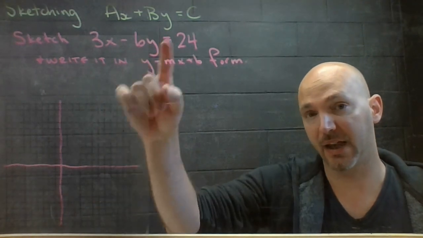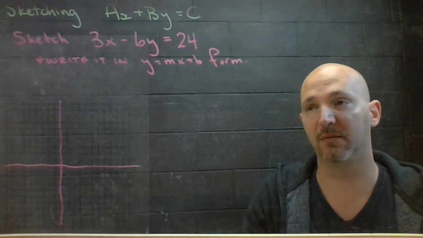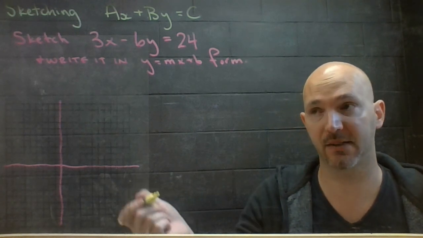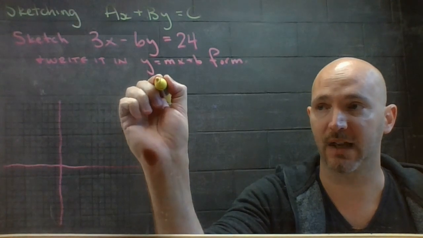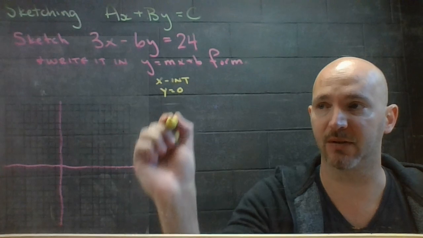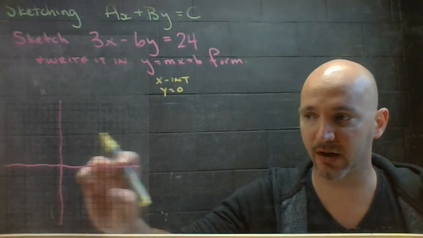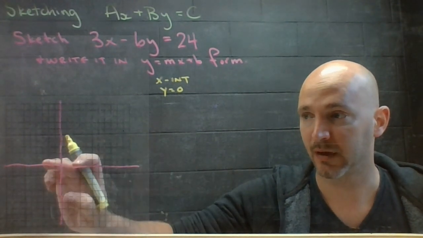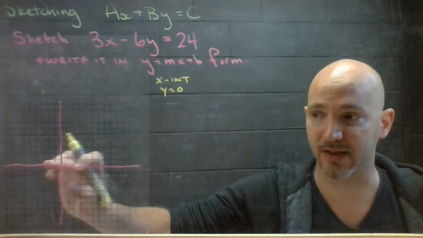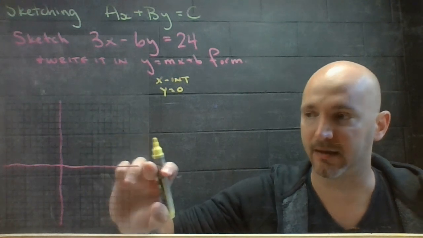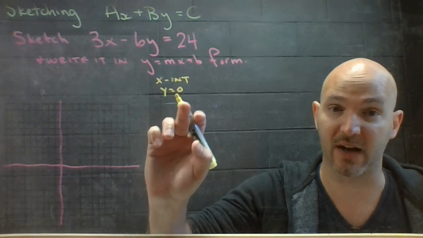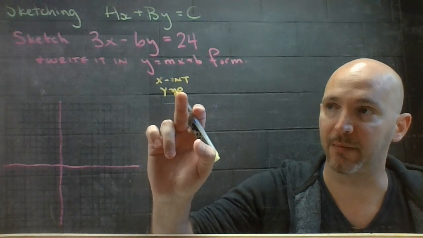And to sketch an ax plus b equals c form, it is easiest to use intercepts. So I'm going to find the x-intercept first. x-intercept means the y value is 0. Right? So I'm trying to find where it crosses this line. That's an x-intercept. Where does this line intercept the x-axis? And the x-axis has a y value of 0. So that's why these two facts go together. I'm going to drop that into here.